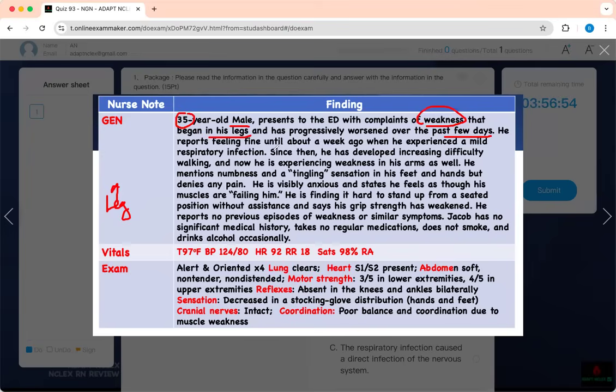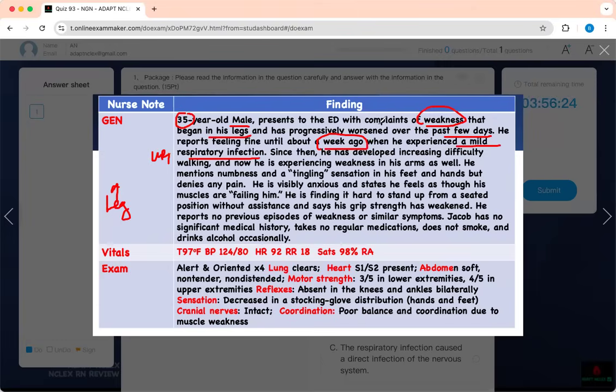He reported feeling fine until about a week ago. This is telling you it was okay until he experienced a mild respiratory infection. That is your key. Leg weakness, and a respiratory infection 1 week ago. This is your diagnosis. You don't need anything more. But for completeness' sake, we'll go through it, but this is how you do it.